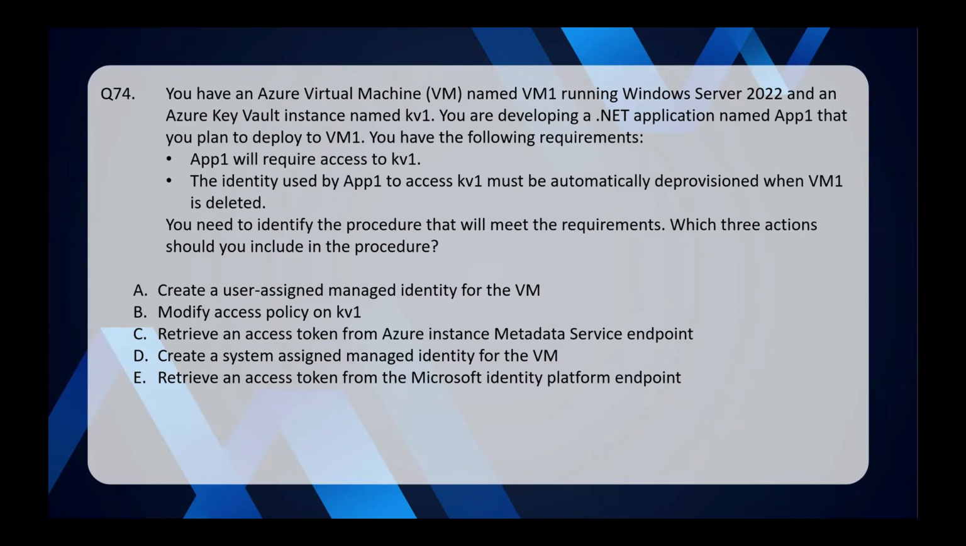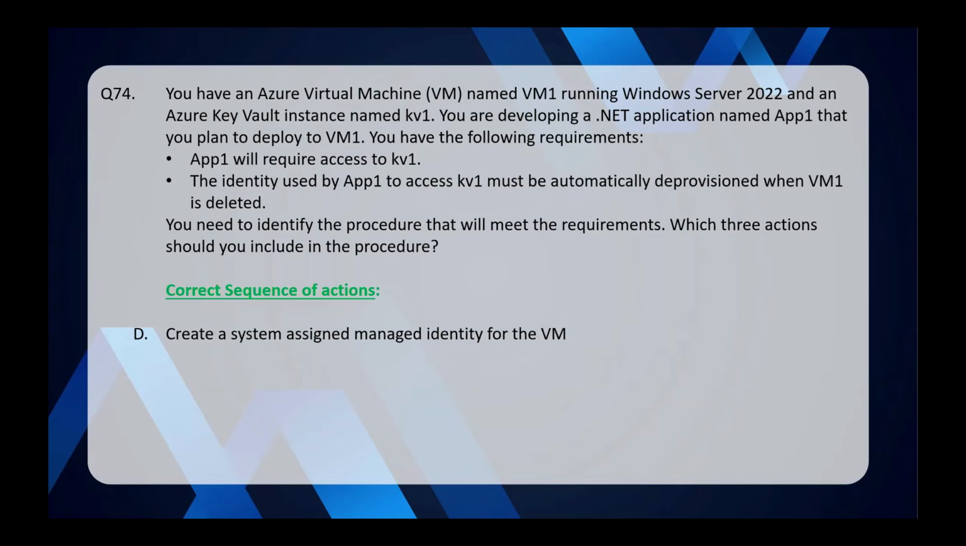Your options are: create a user assigned managed identity for the VM, modify access policy on KV1, retrieve an access token from Azure Instance Metadata Service endpoint, create a system assigned managed identity for the VM, and retrieve an access token from the Microsoft Identity Platform endpoint. Now folks, you should start with creating a system assigned managed identity for the VM. This ties the identity lifecycle to the VM. When VM1 is deleted, the identity is automatically removed.